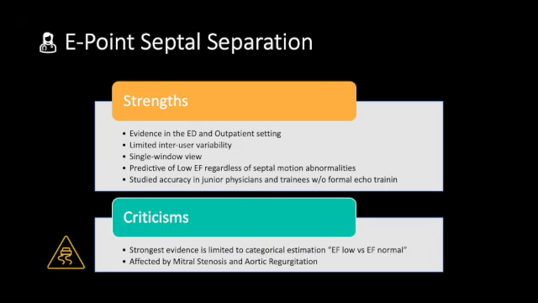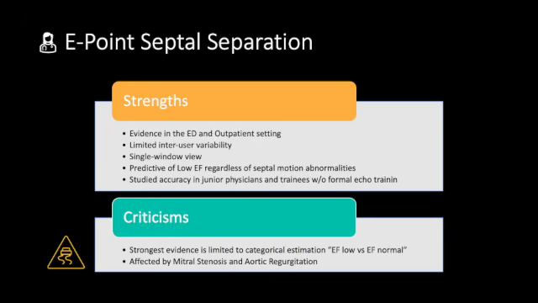The first is that the strongest evidence is limited to categorical estimations, so saying that the EF is normal or the EF is not normal. And that's what I want you to be doing to begin with, but I did give you a formula on the last slide where you can estimate the ejection fraction. Just know that the evidence is more supportive of it being normal or not normal and not actually spitting out an exact number, like saying, hey, this ejection fraction is 42%.